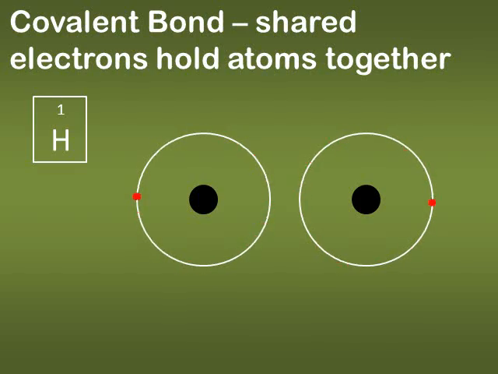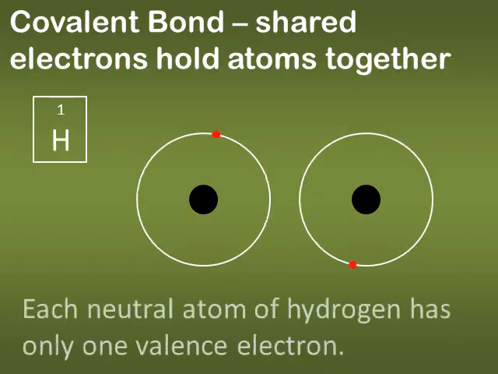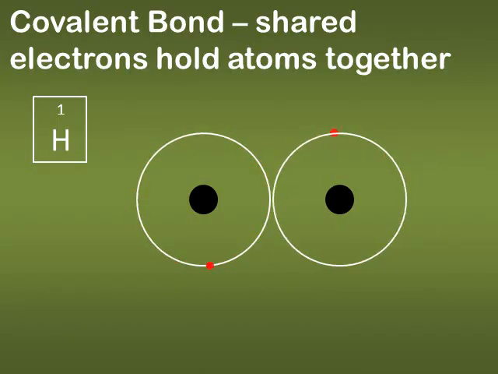Covalent bonds are formed when atoms share their electrons, and by sharing their electrons, that holds these molecules together. So let's take a look at two atoms of hydrogen in their neutral state. Atomic number 1, so hydrogen has one proton in its nucleus and one valence electron. Now, this is not a stable arrangement. They would each need one more electron in their outer orbital to reach a stable configuration.